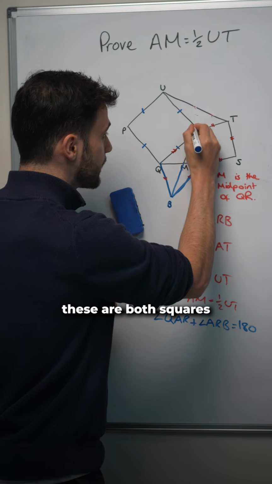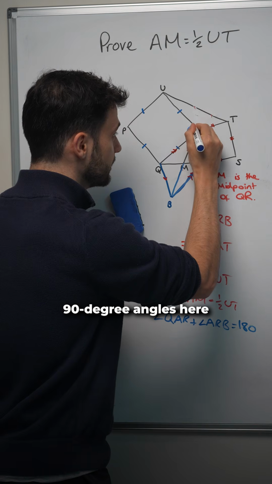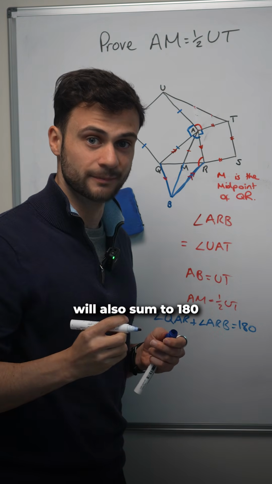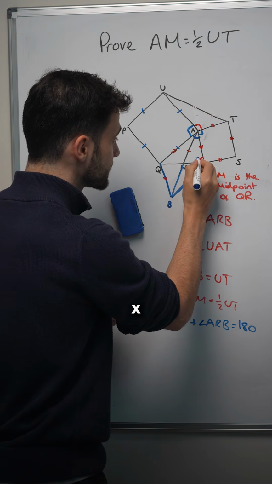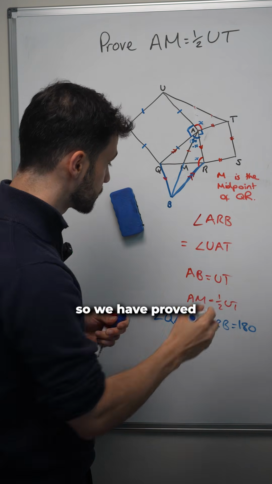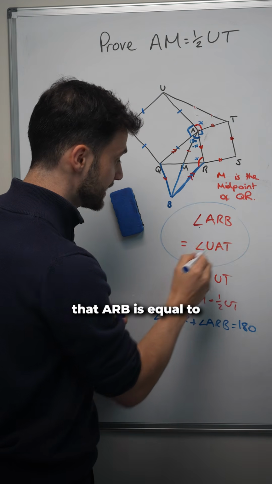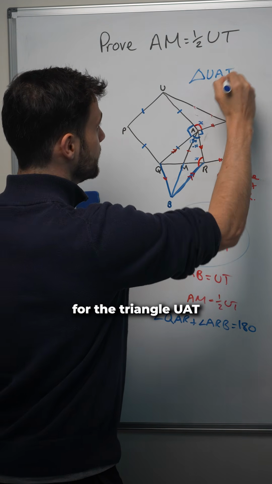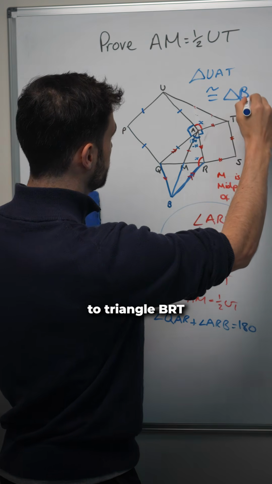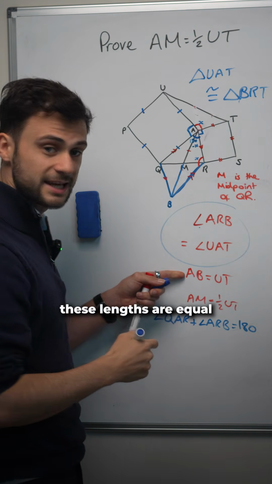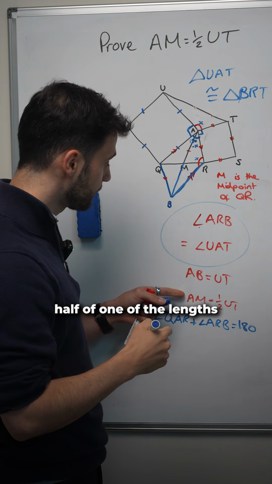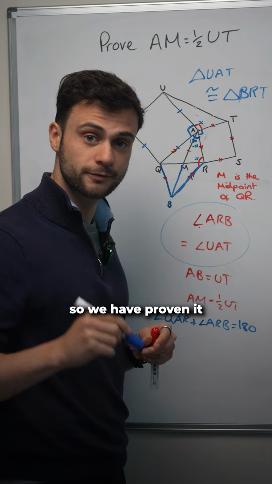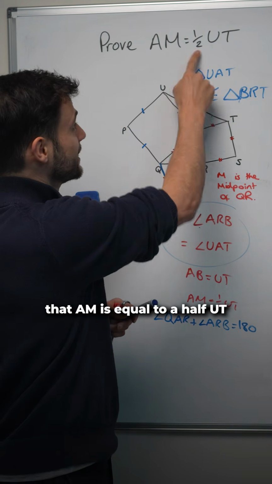And because these are both squares, we've got two 90-degree angles here. So QAR and UAT will also sum to 180. So if we call this X, this would be 180 minus X. So we have proved that ARB is equal to angle UAT, so the triangle UAT is congruent to triangle BRA. And now these lengths are equal, and thus half of one of the lengths is equal to half of the other, so AM is equal to a half UT. So we have proven it, and that is how you prove that AM is equal to a half UT.